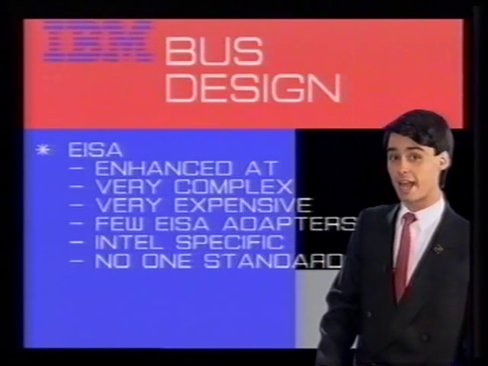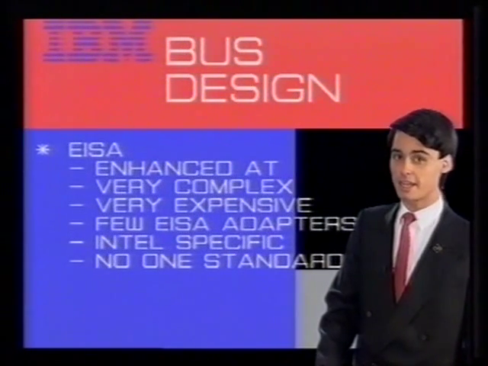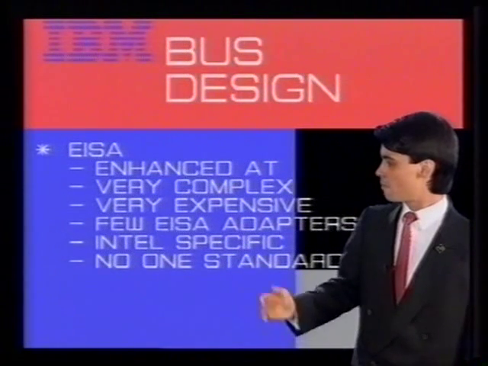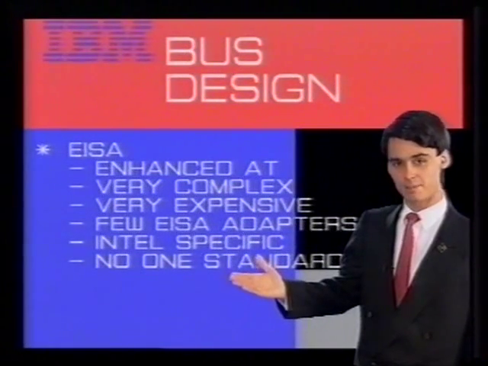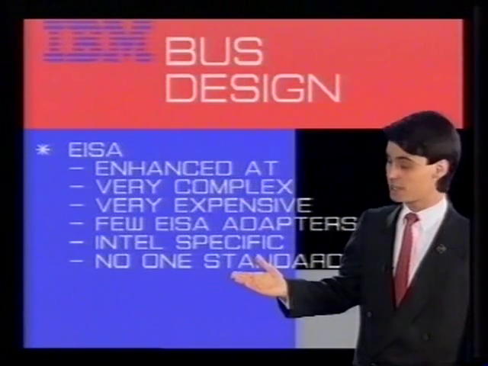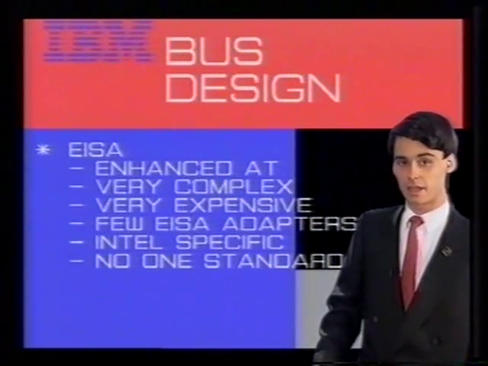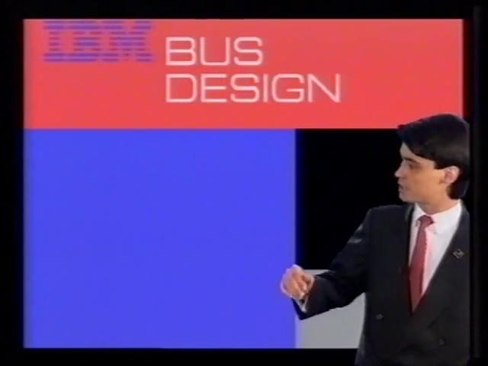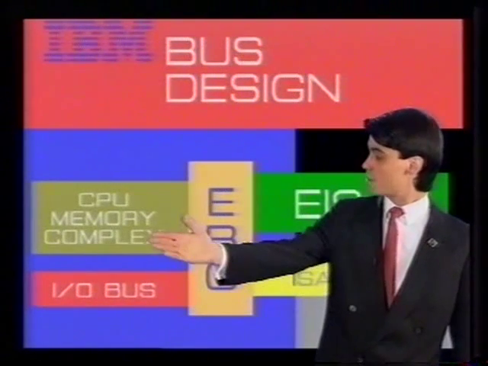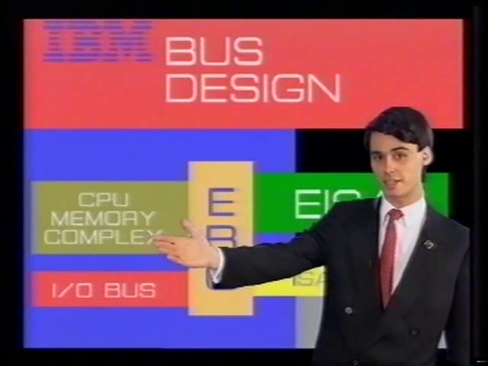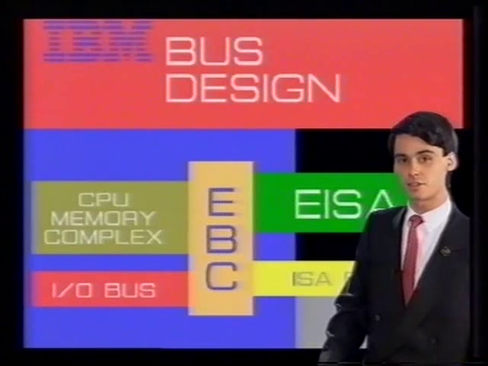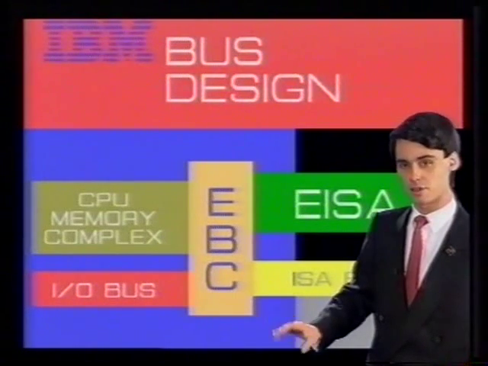Once again, because it is an enhancement of the AT bus architecture, it must have an Intel processor on the bus, so it is Intel specific. Because 7 clone manufacturers came together to build this single architecture, there is in fact no one standard. In every one of the ESA-based machines, there is a particular component called the CPU memory complex, which is specific to each individual ESA machine. This enables the ESA consortium to be able to differentiate themselves.